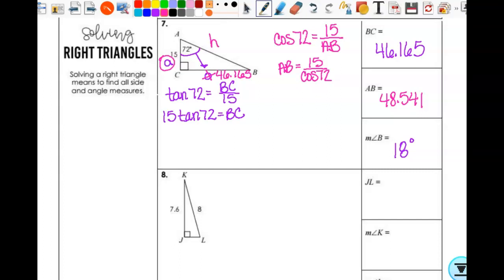But then these two sides are pretty different, right? But that should make sense because this angle right here is 18 degrees, right? And the smallest side's across from the smallest angle. Since this angle is a lot smaller than this angle, then the side across from it should be a lot smaller than the other one. Make sense? So make sure you know how to look at a question.